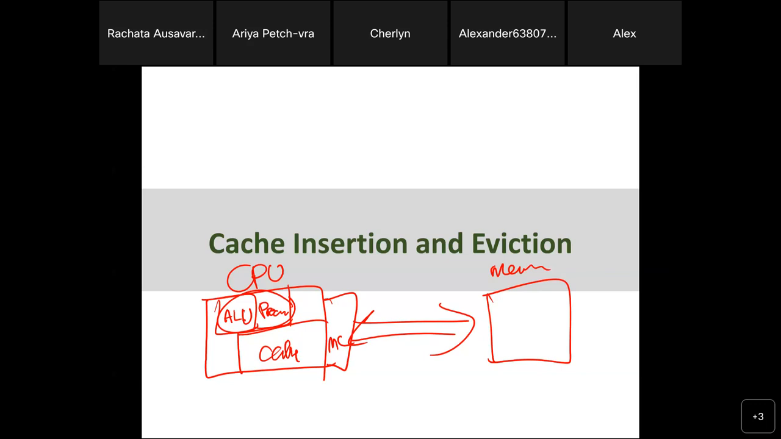This block is used 10 times already, so I might want to keep this block. This block was used once, so maybe kick this one, or something else. So think about what would make sense based on your programming pattern. Random is also a really valid solution in many cases, actually.